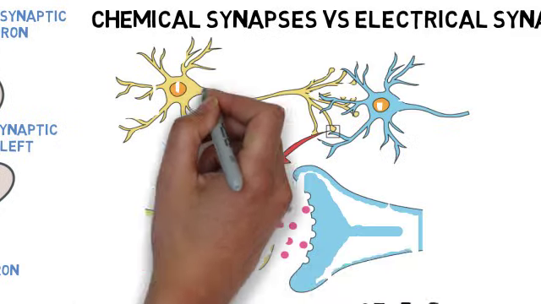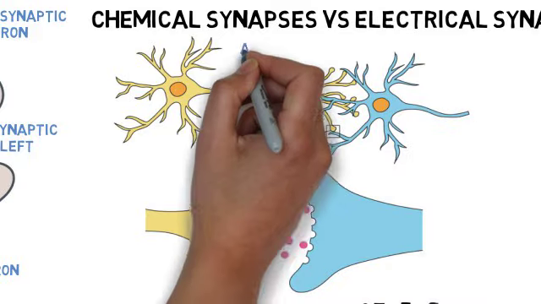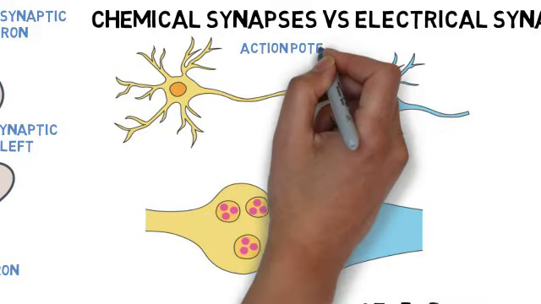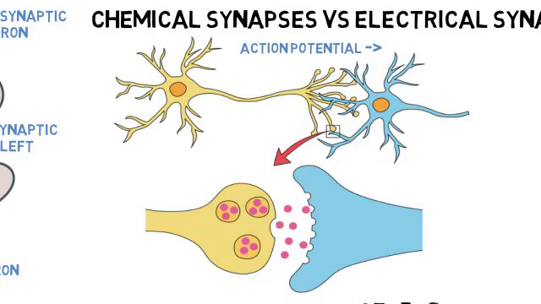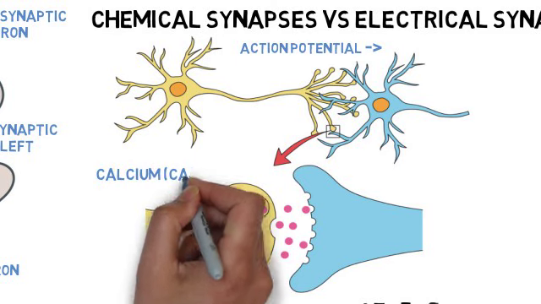So how do chemical synapses work? Let's take a closer look at the process called synaptic transmission. First, an action potential, which is an electrical signal, travels down the axon of the presynaptic neuron to the axon terminal. When the action potential reaches the axon terminal, it triggers the opening of voltage-gated calcium channels.